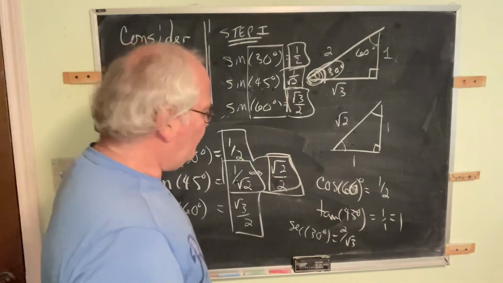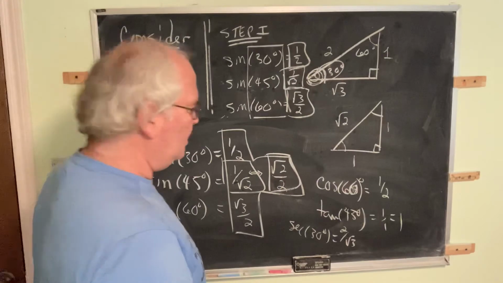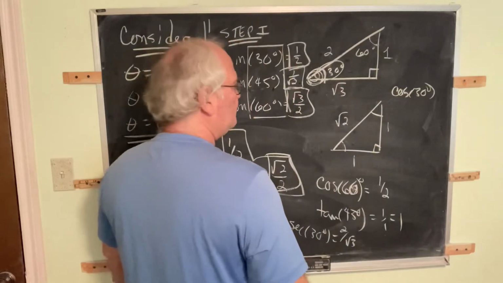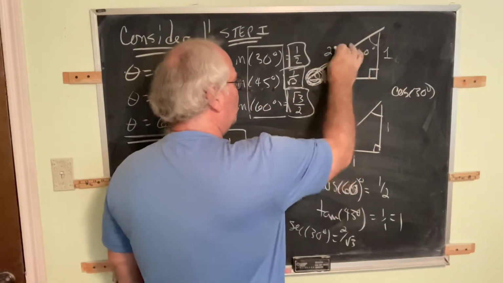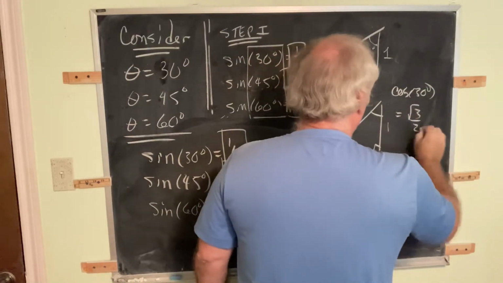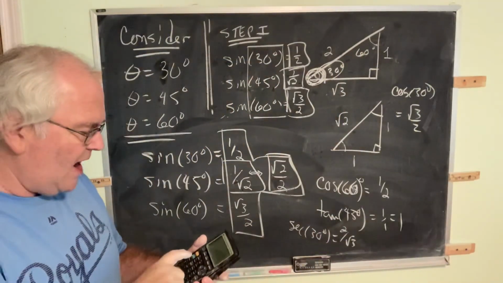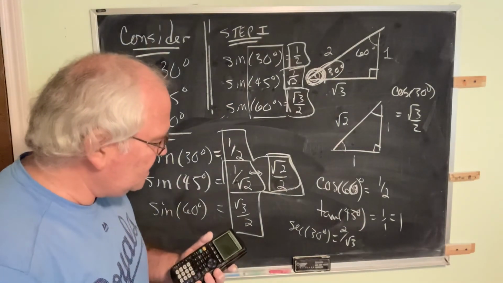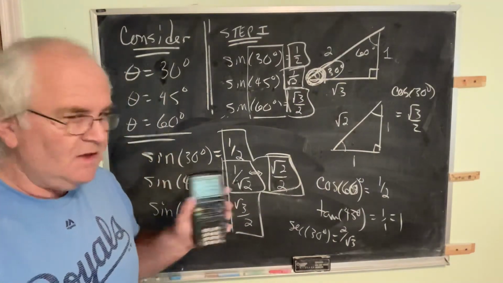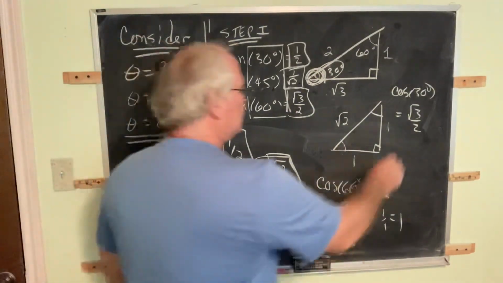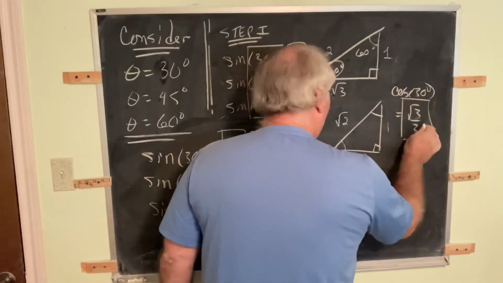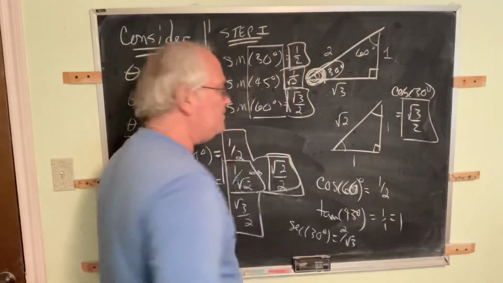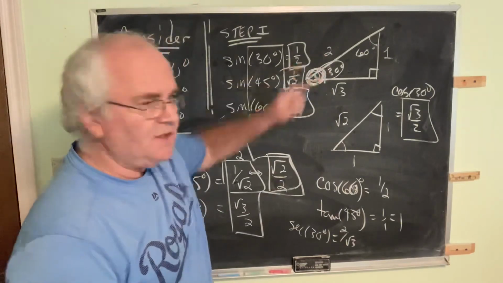If I ask you for cosine of 30 degrees, from 30 degrees, cosine is adjacent over hypotenuse. So that's square root of 3 over 2. If you give me the decimal value, 0.866025 and so on, you're not getting any credit, because you didn't answer what you were asked. The question is, what is the exact value of cosine of 30 degrees? The exact value is square root of 3 over 2, because cosine is adjacent over hypotenuse.